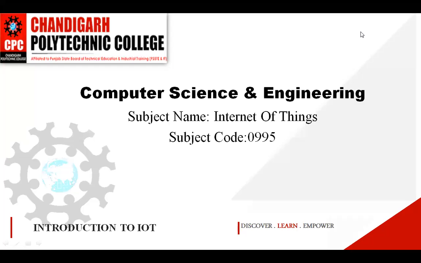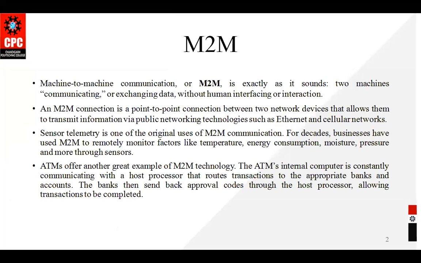Hello students, in today's lecture we'll be discussing M2M, that is machine to machine communication. Machine to machine communication has actually been the reason that IoT came into existence. Machine to machine communication, as the name suggests, is a communication that occurs between two machines without human interaction or interference.